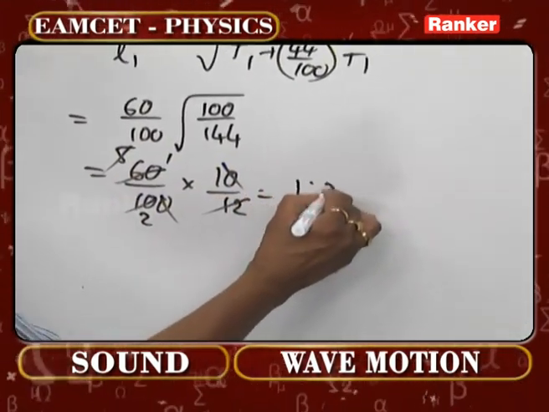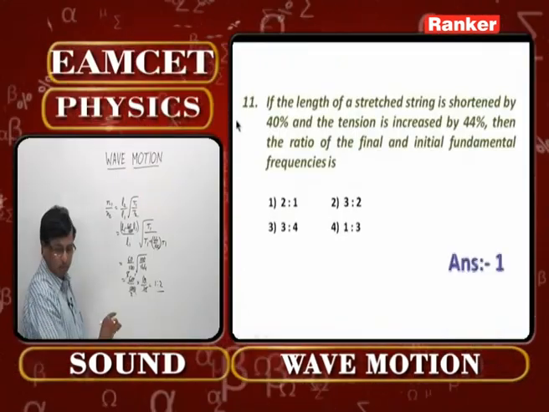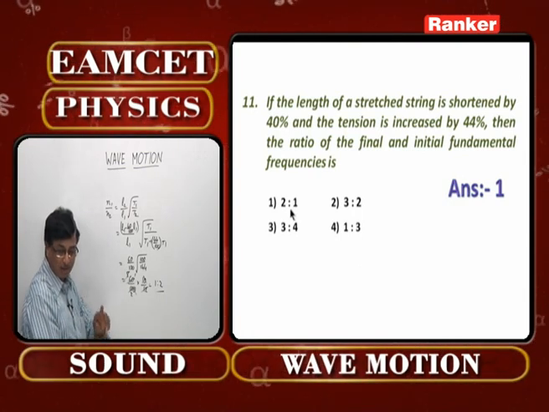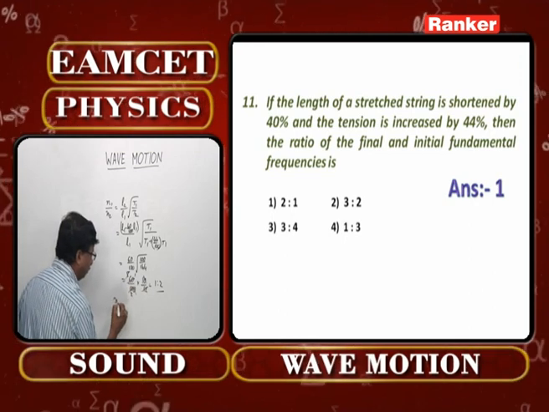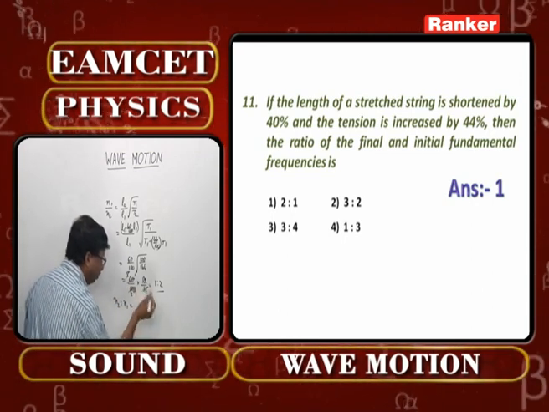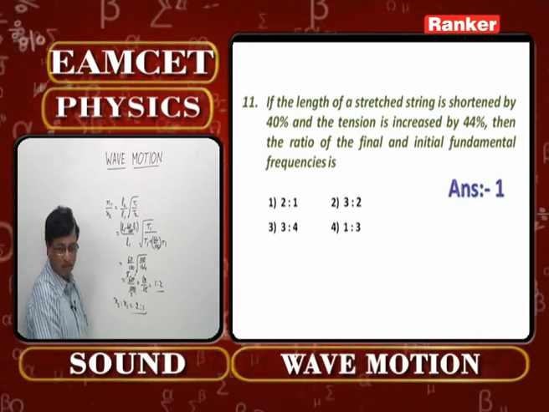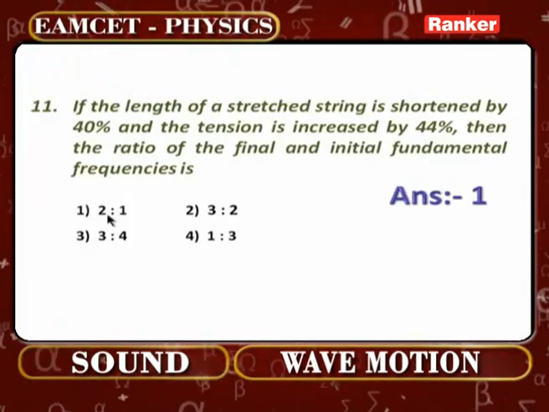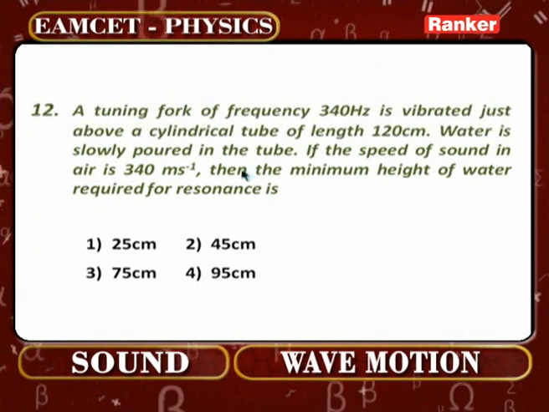So what is the ratio ultimately? 1:2. Check that option there please. 1:2 is the correct way, but he is asking the reverse order, you see, final to initial. I have calculated N1:N2, but his question is what is N2:N1? So what should be the correct option for us? 2:1. So the very first option is going to be correct for us. That's question number 11. Let us check the next one, question number 12.